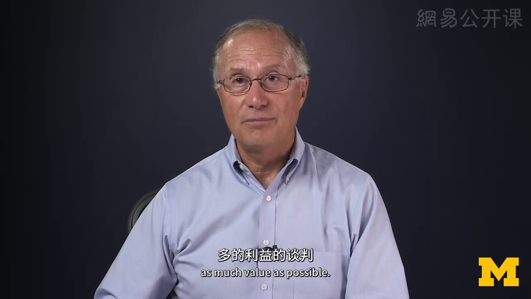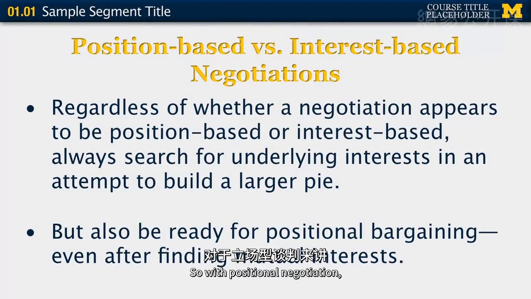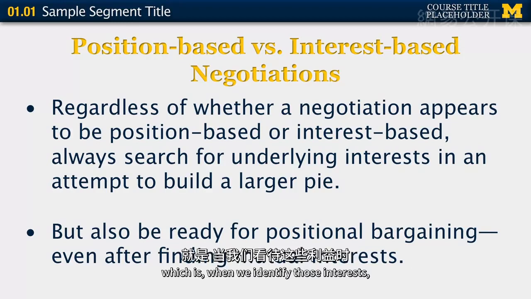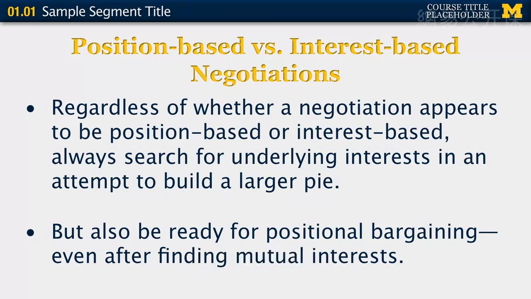So with positional negotiation, you still, as we pointed out earlier, want to try to find underlying interests and to build a larger pie. And we combine that with the mythical fixed pie assumption, which is when we identify those interests, can we also identify interests where the seller's interests do not conflict with the buyer's interest? This creates especially a chance to build a larger pie.